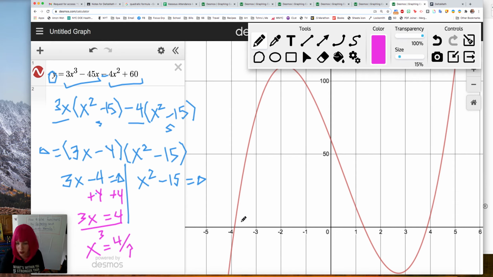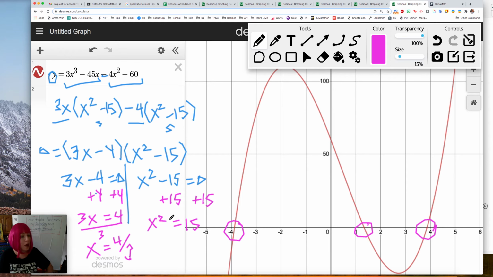If I look at my roots here, I notice all of my roots are not whole numbers. That's why this one is going to be slightly more difficult, okay? So 4 over 3 is one of them. Okay, that's a little over 1. That's this guy right here. And here, it's not a perfect square, 15. That's why I couldn't factor more. So I'm going to add 15 to both sides. You have x squared equals 15.